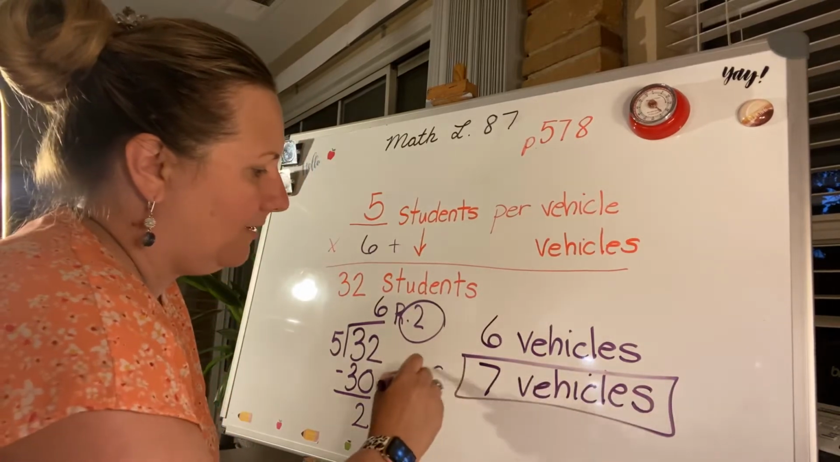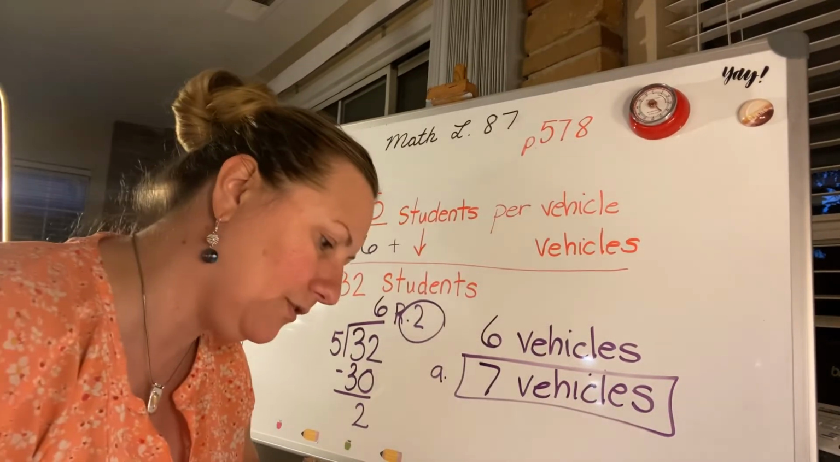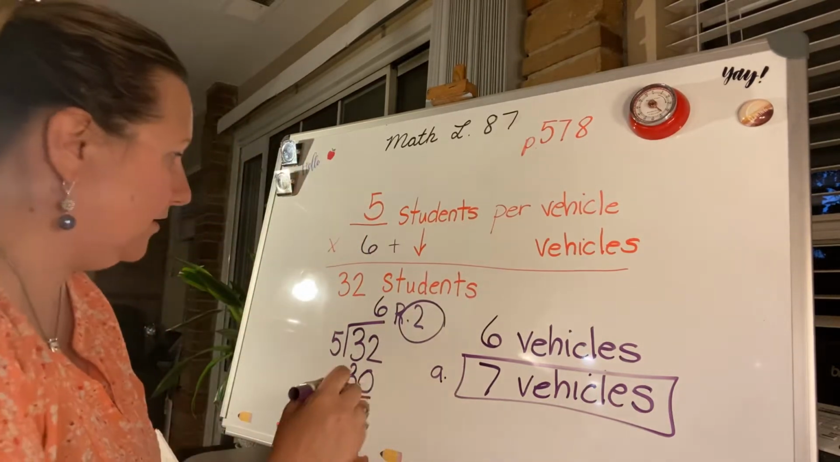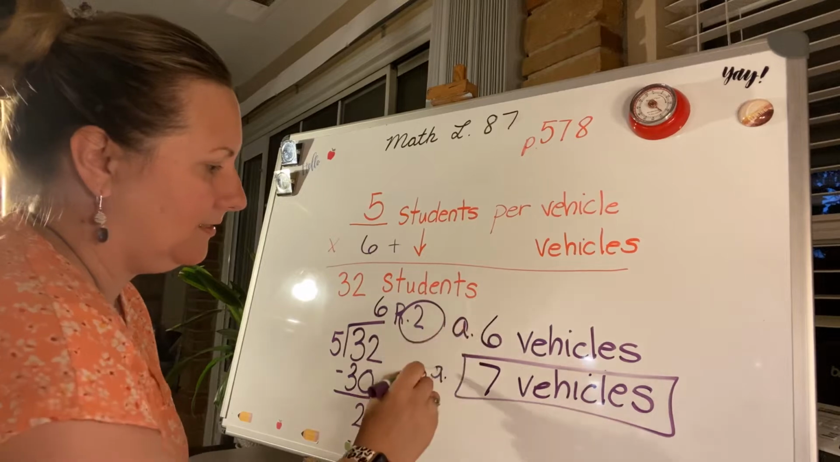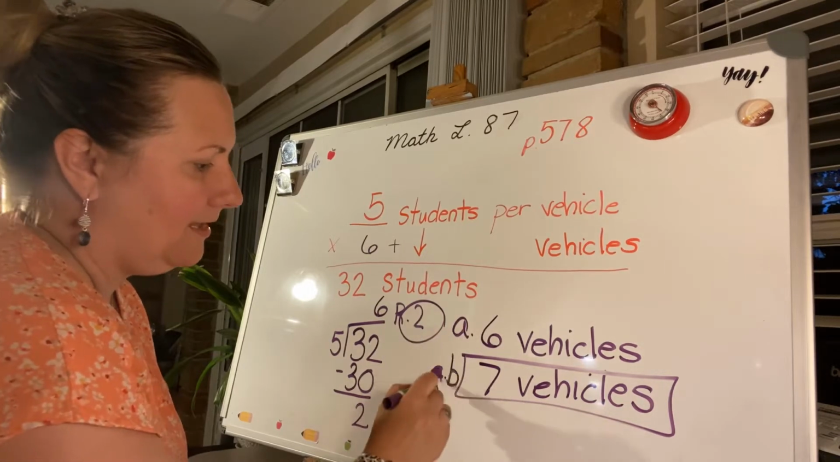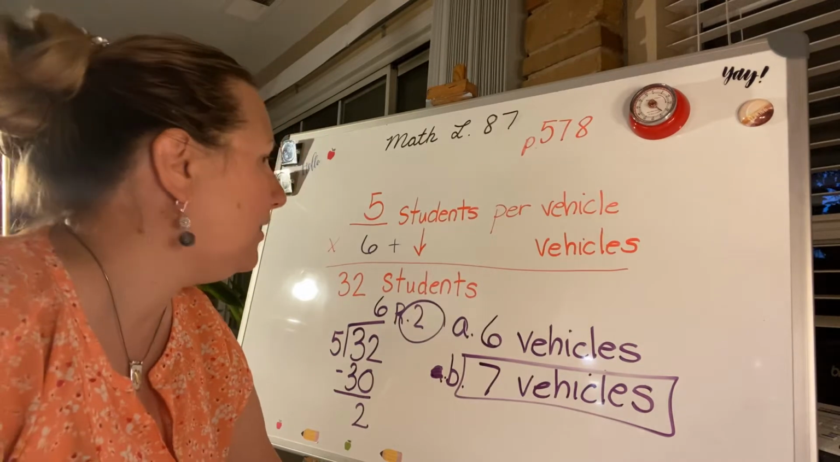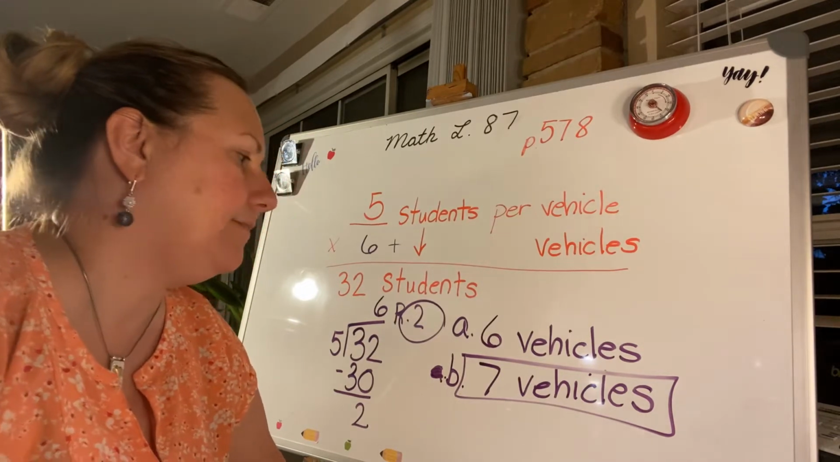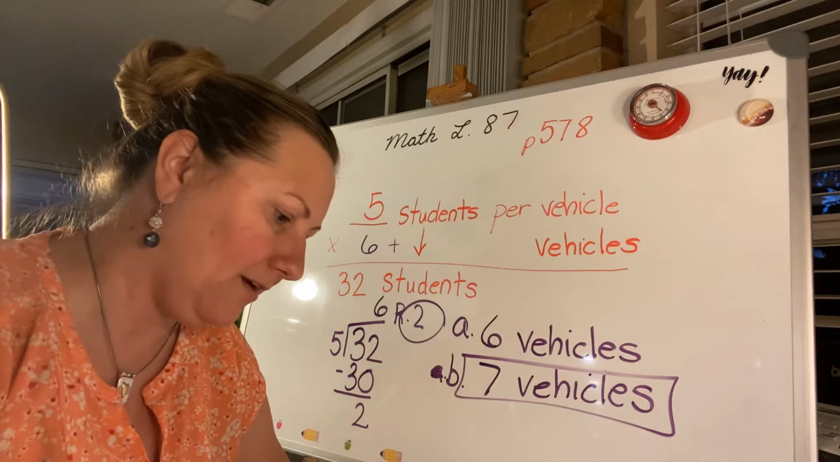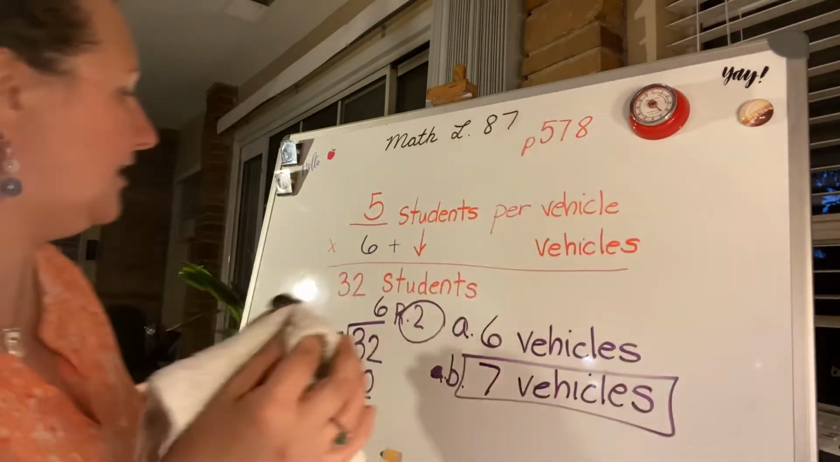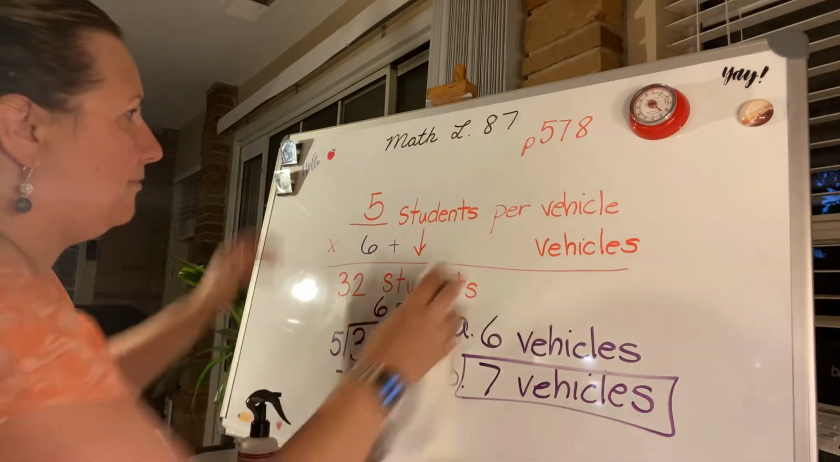Okay, so letter A, how many cars can be filled? We found out that there were 6 cars, 6 vehicles. And letter B, because we have 2 extra students, we are going to need 7 vehicles to take all of them. All right, okay, so let's move on to the next problem.